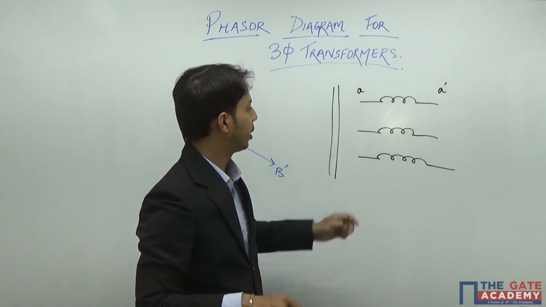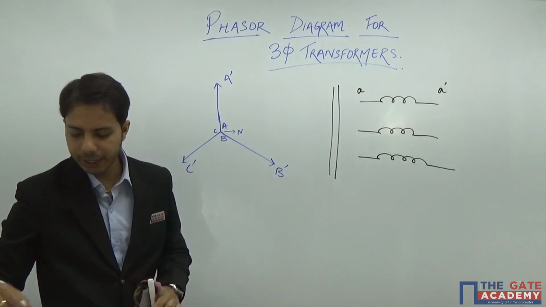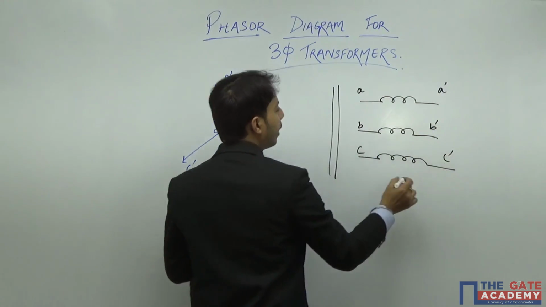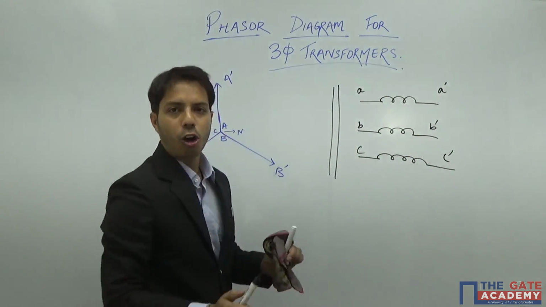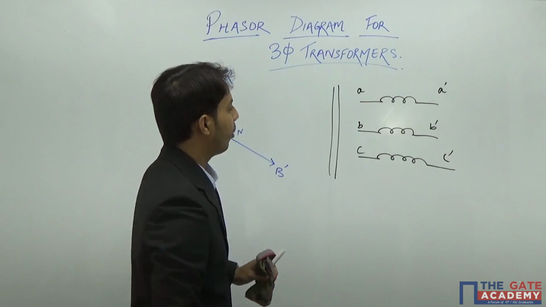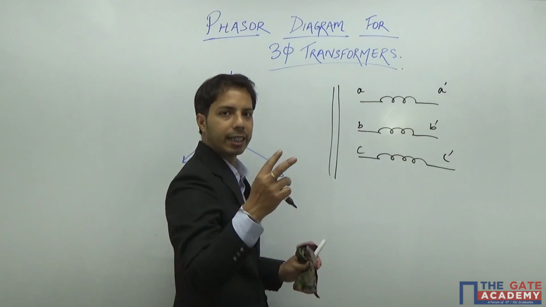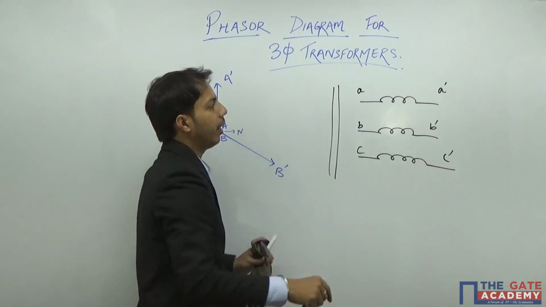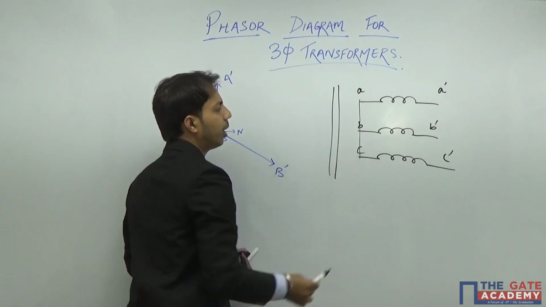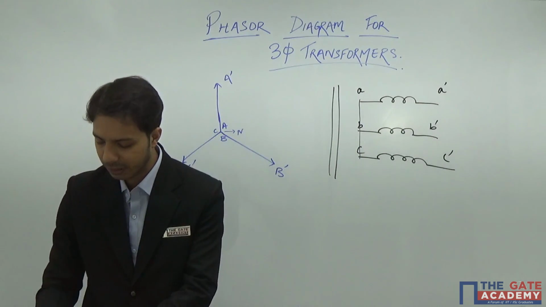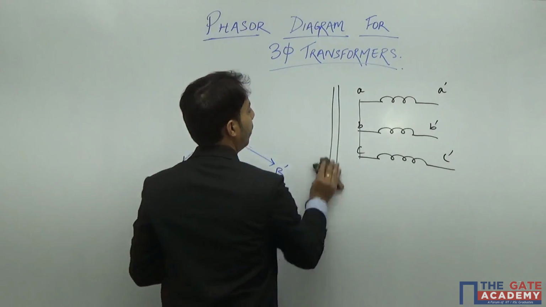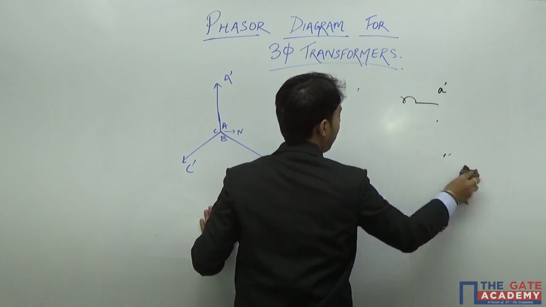Now, what type of connections can I do here? I can do two types of connection. That means either I can connect A, B and C, or I can connect A dash, B dash and C dash. So there are two ways in which I can connect the secondary in star. Let me see the first connection, which is A, B, C, which I'll be connecting. So let me connect A, B and C.